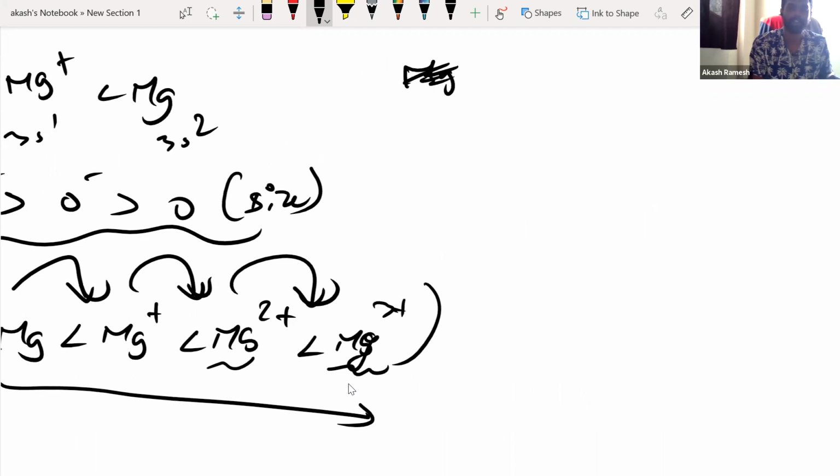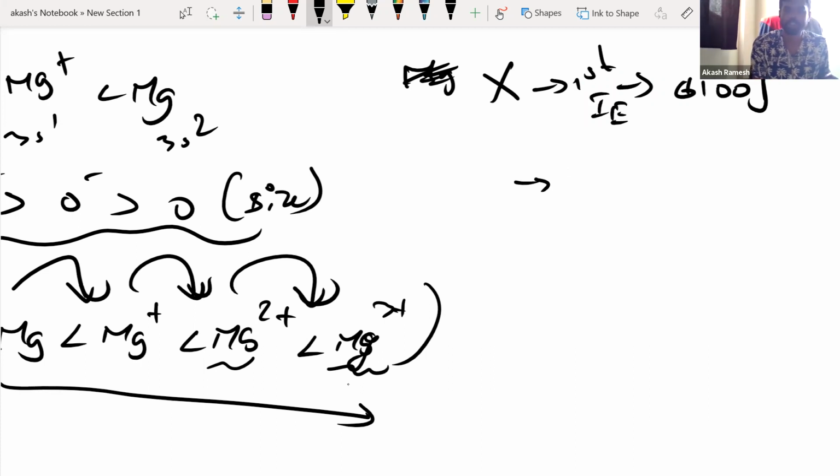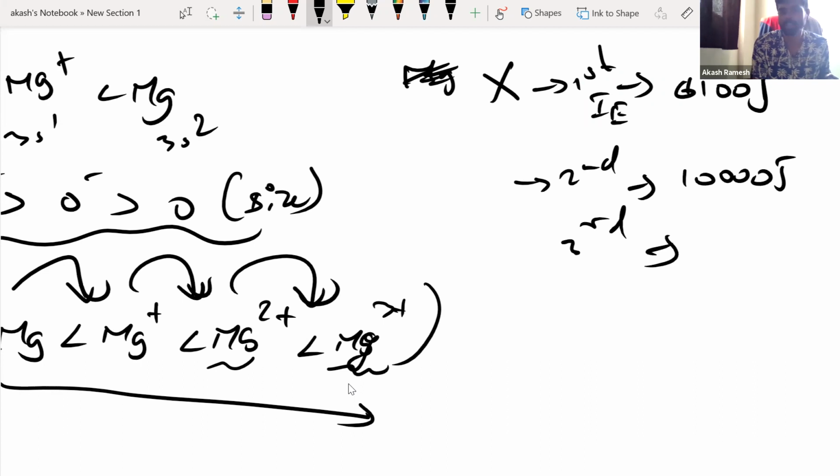Say for some element X, I'm just giving you some random numbers. The first ionization energy is 100 joules. The second ionization energy is 10,000 joules, and the third ionization energy is say 10,100 joules.